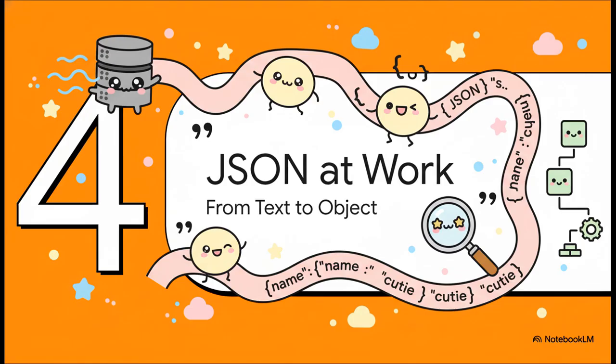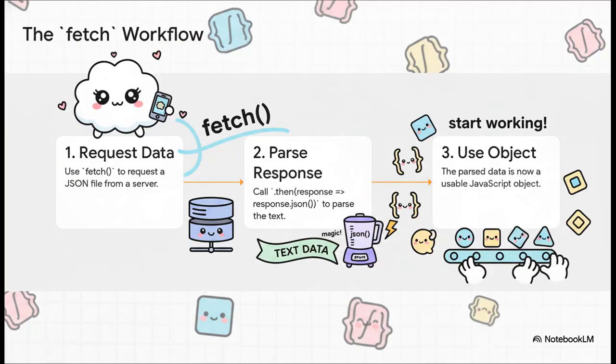Okay, so enough history. How do we actually use this stuff in a modern web app? Let's walk through the process of taking that string of text from a server and turning it into something useful in our code. These days, it's actually incredibly simple. In JavaScript, you'd use something like the fetch API to ask a server for some data. What you get back is a stream of text.